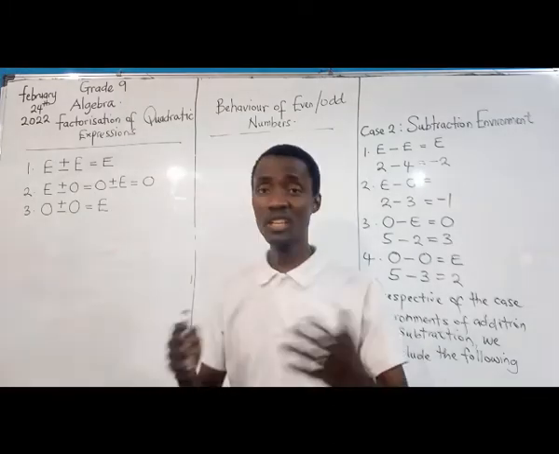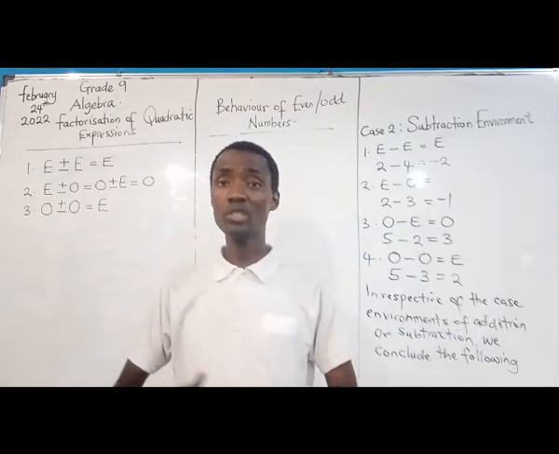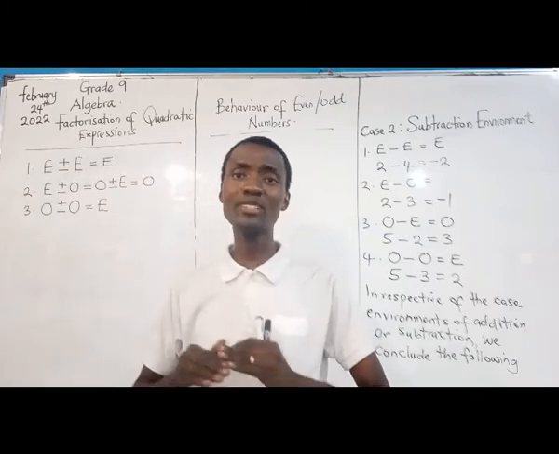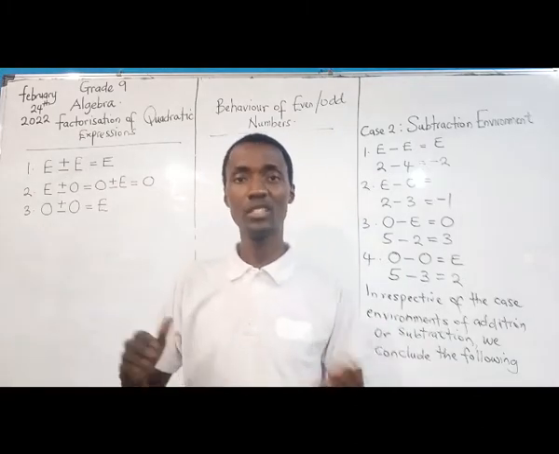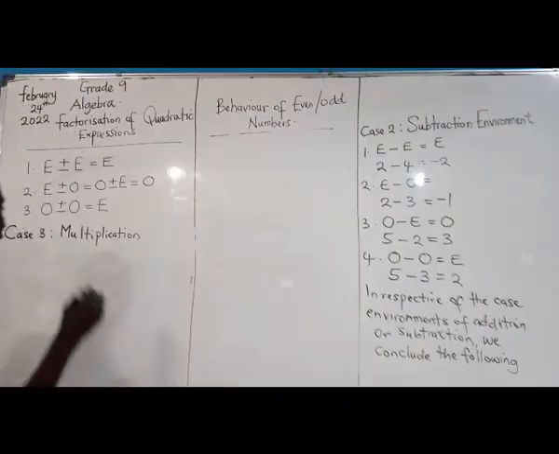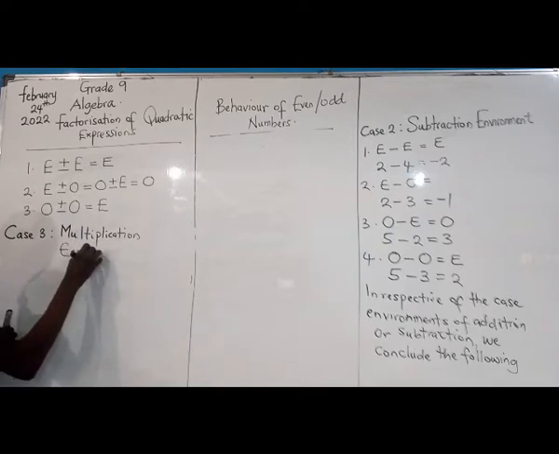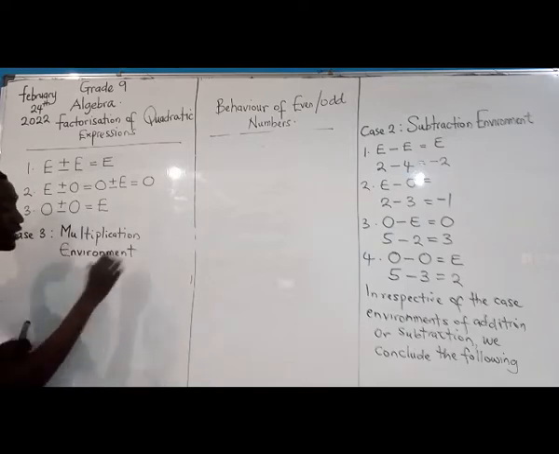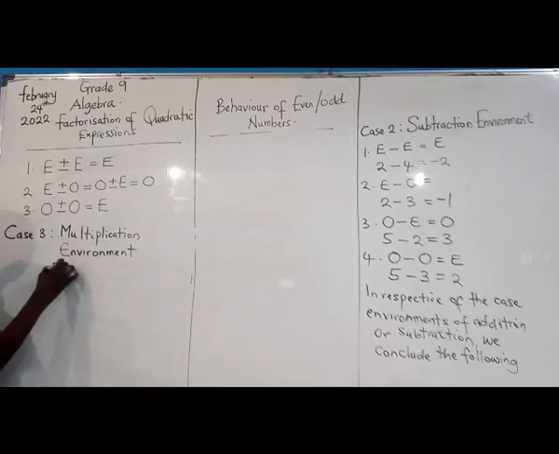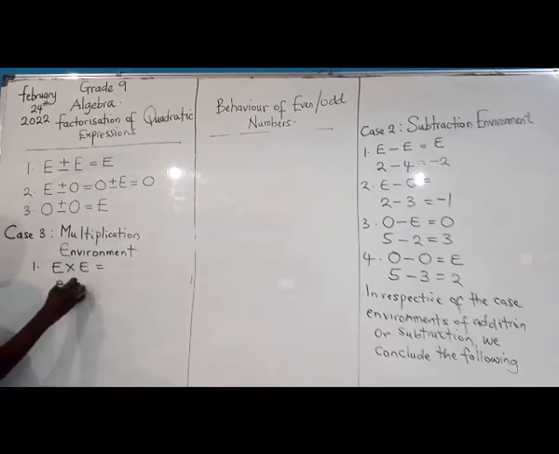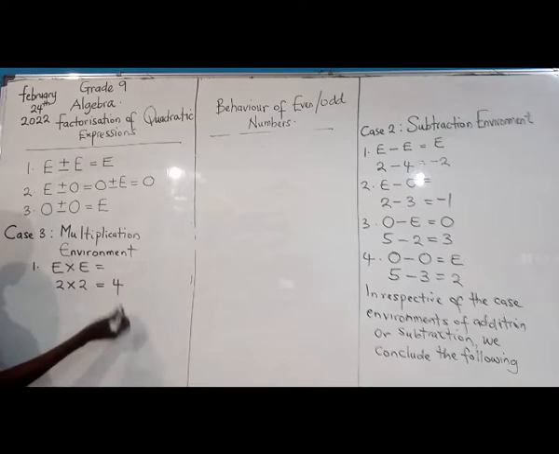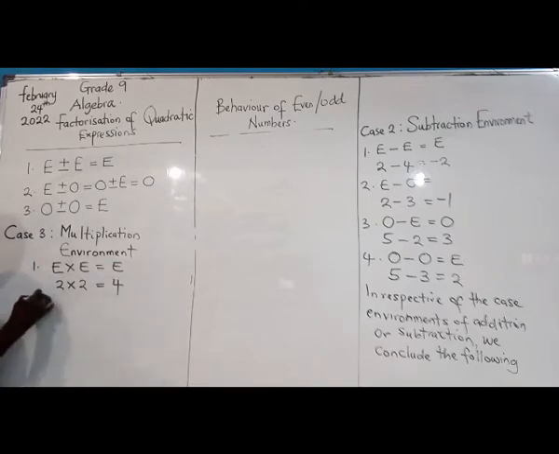Alright, so we're taking a case scenario of addition. We have looked at the subtraction environment. Now let's look at multiplication and division. So let's look at multiplication environments. So how does this work? We pick an even, we multiply by even. What do we get? Look at this. We take a case 2 times 2, and that will give me 4. That's even. We take another, even times odd.